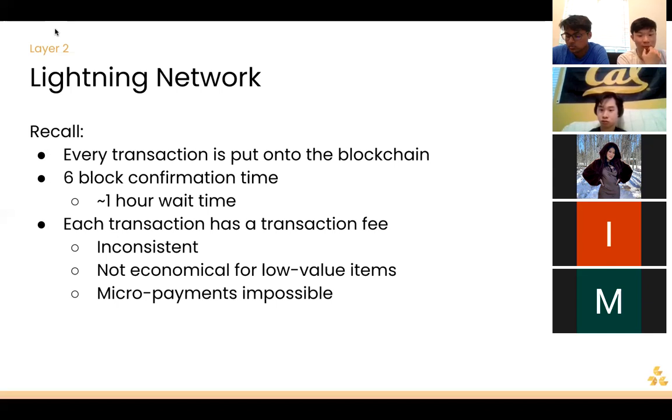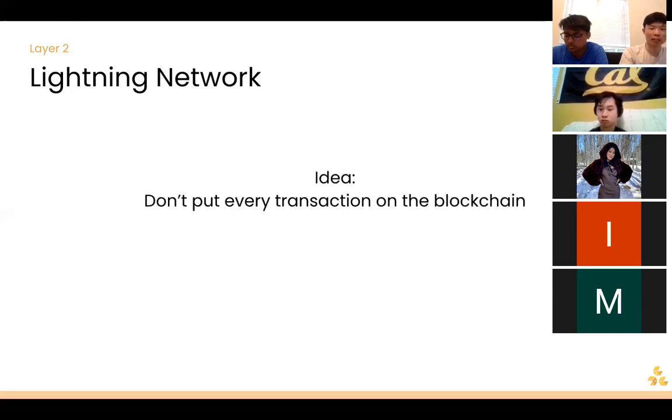And this makes micropayments impossible, which is interesting because micropayments open the doors to many different types of really interesting and unique use cases for Bitcoin. But these are all things you already know, and we'll go into how Lightning Network fixes these or allows for improvements.